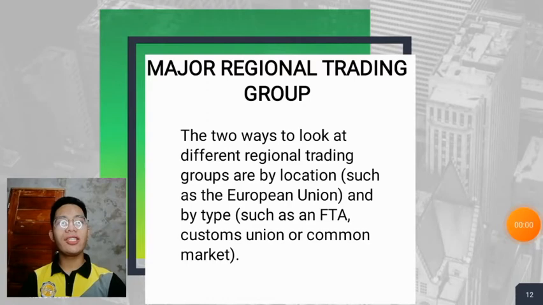Major regions. Ways to look at different regional trading groups are by location, such as the European Union, and by type, such as FTA, customs union, or common market. Major trading groups exist in every region of the world, and it is impossible to cover every group in every region. So we'll discuss a few of the major ones and examine the type of RTA they are.